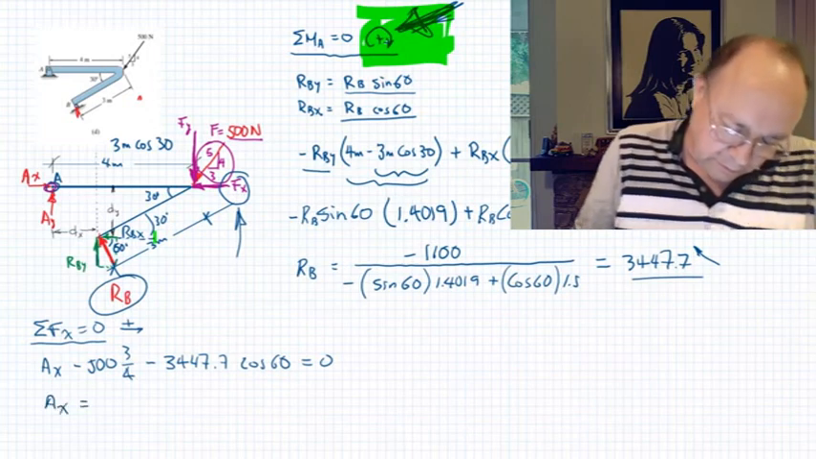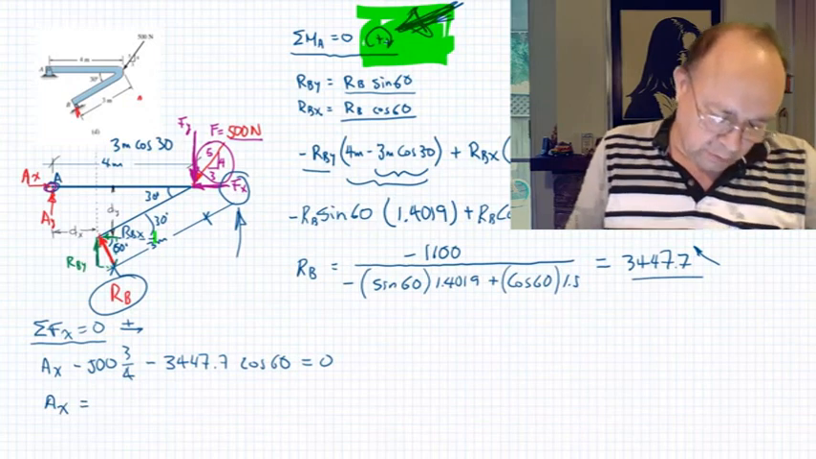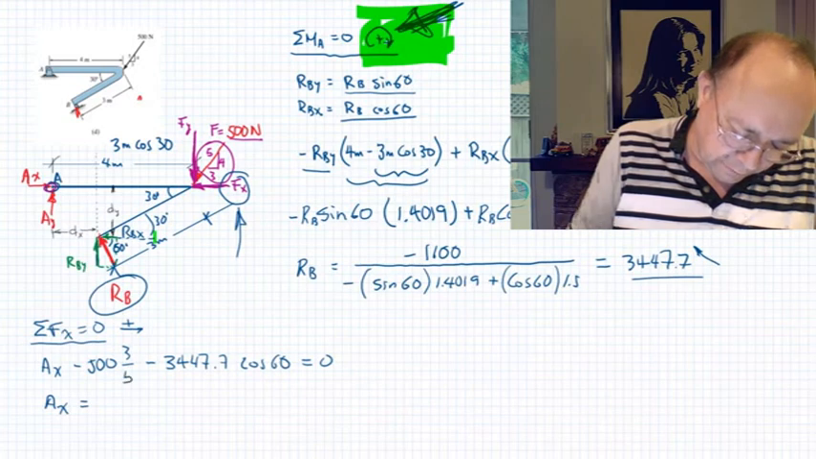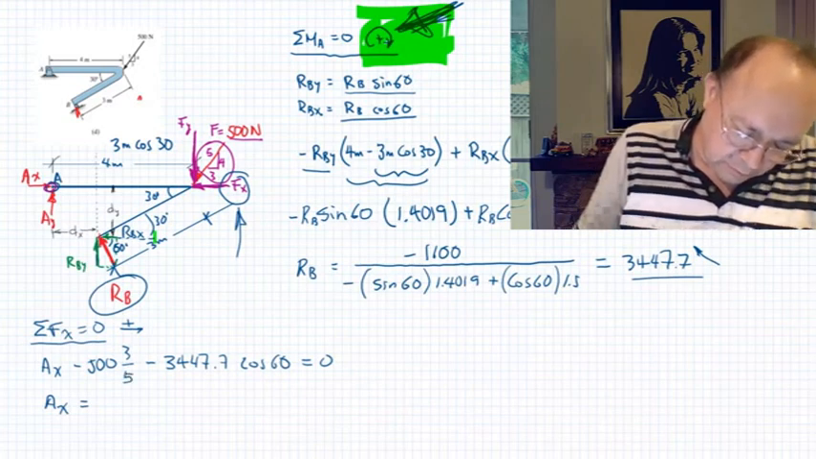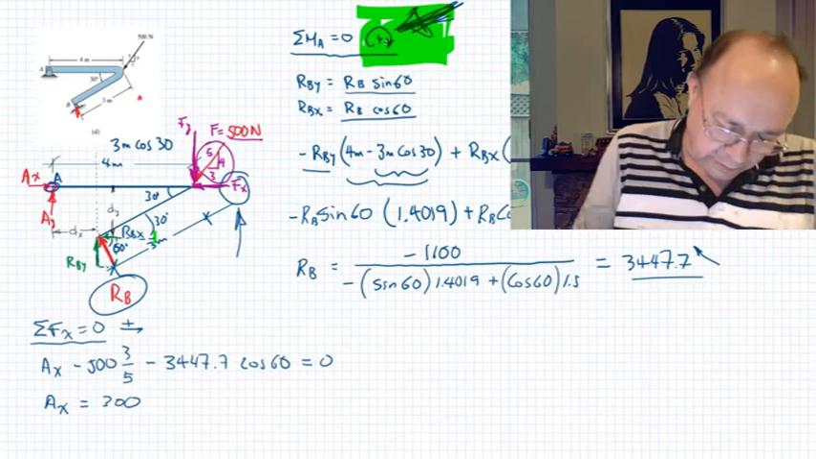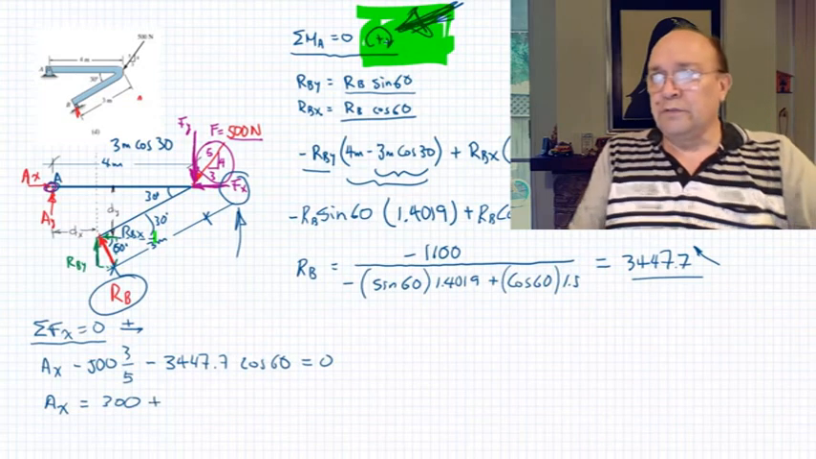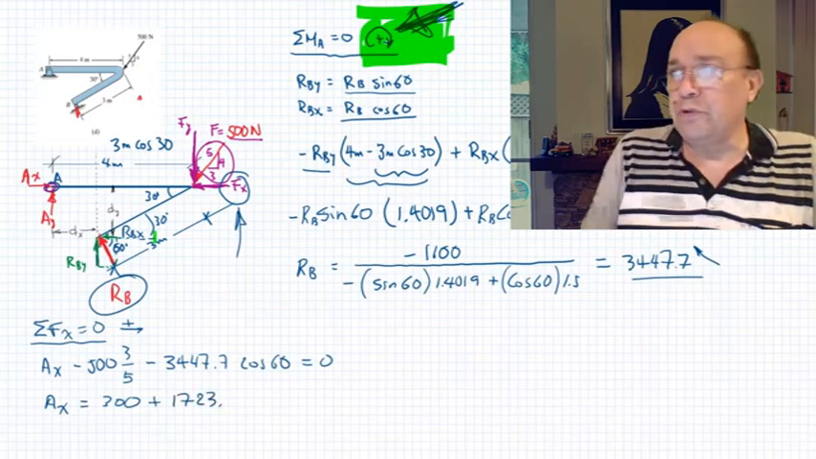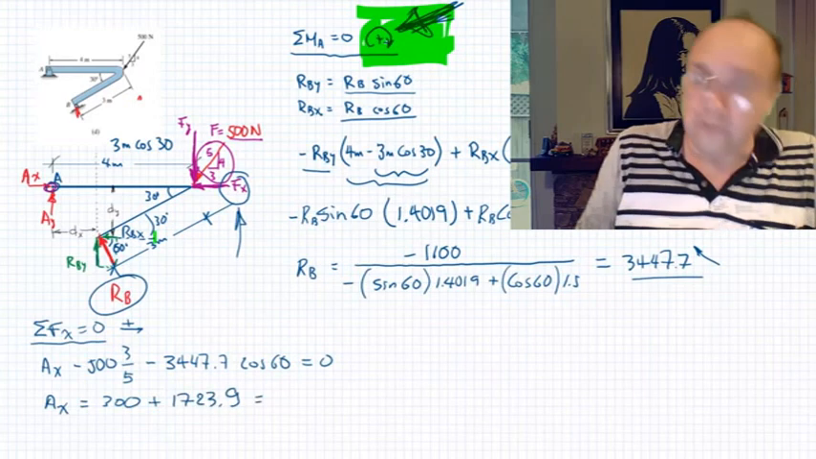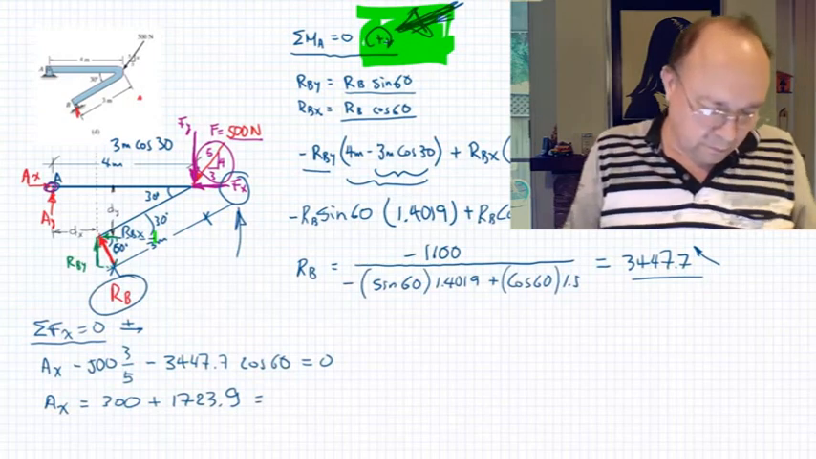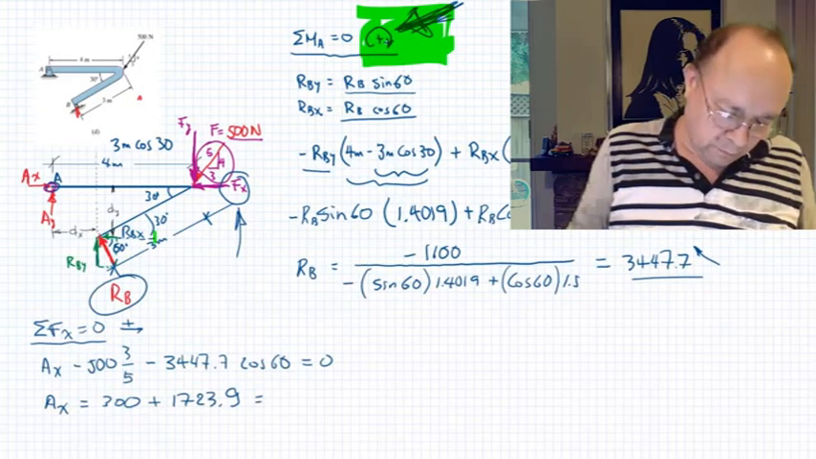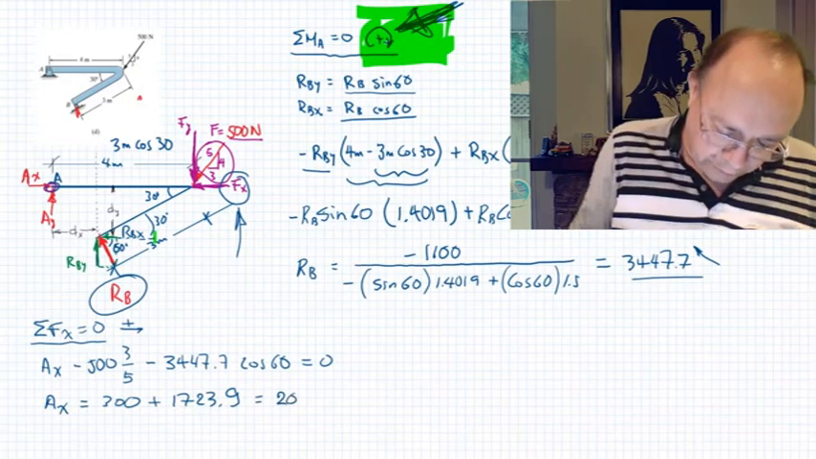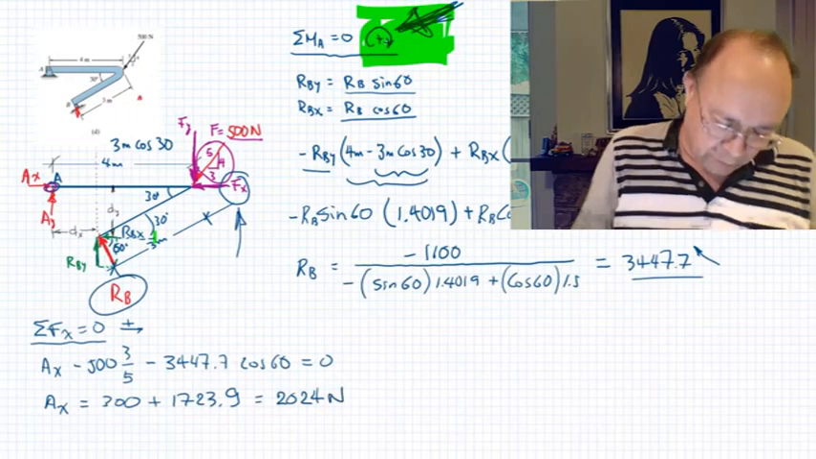So Ax is going to be equal to, oh, I have a mistake here. This is not 4, this is 3 over 5. So this goes to the other side, plus 300 plus 1723.9. So this comes to be 2024 newtons.